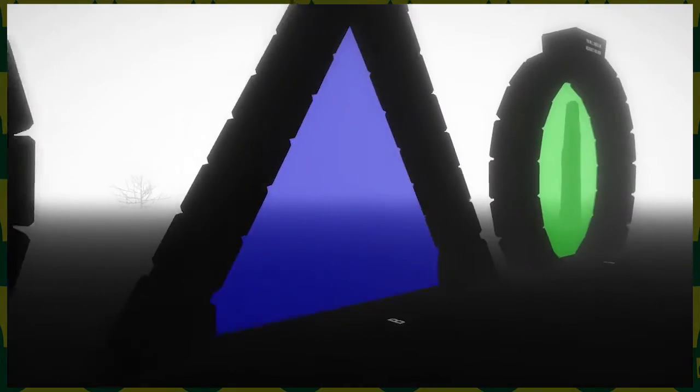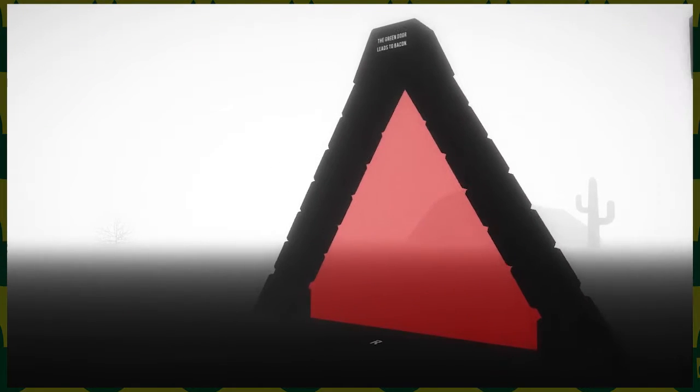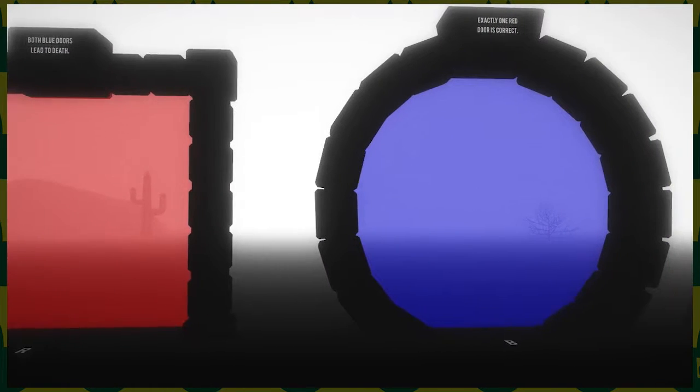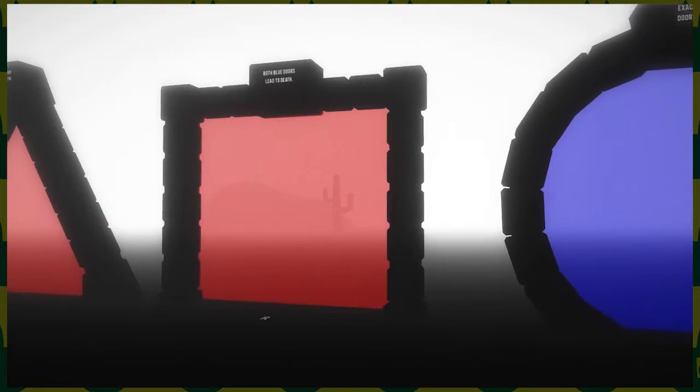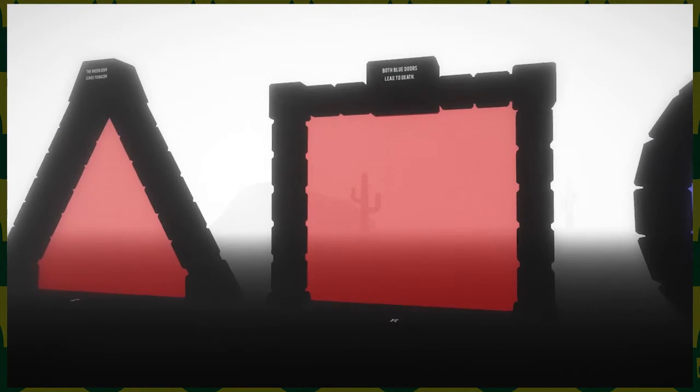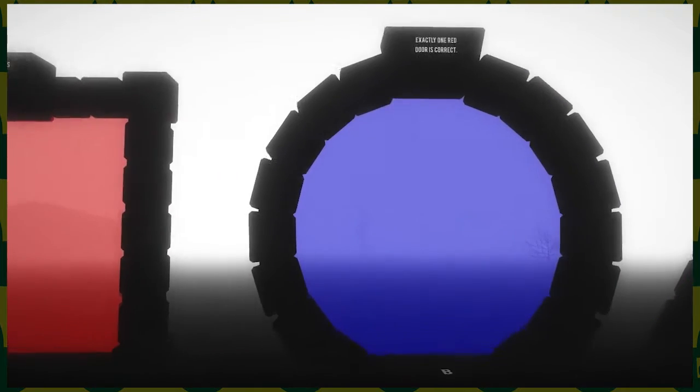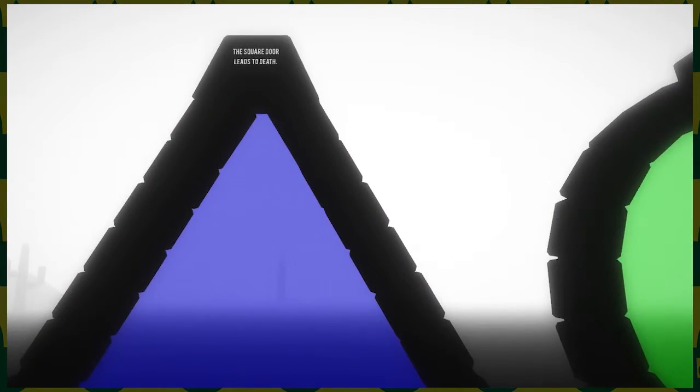Exactly three doors are correct. Let's say I go through the triangle red door. What's stopping me? Green door leads to bacon, you're lying. Okay. Exactly one red door is correct. No, because if you're telling the truth... Wait, that still makes sense. If you're telling the truth, and you're telling the truth... Are you telling the truth? No, you're lying. So it's the square red door. No!